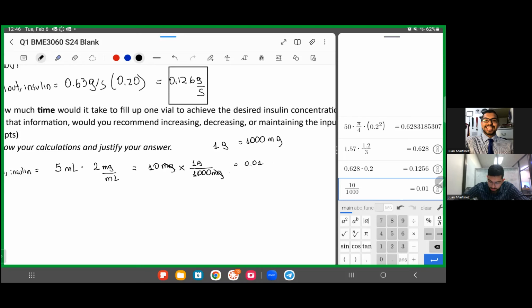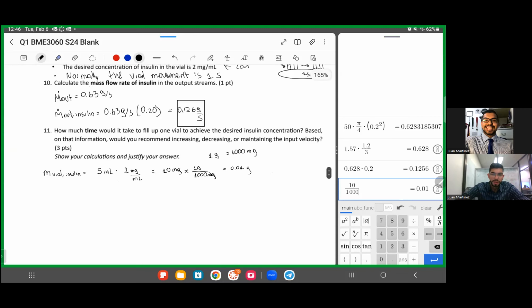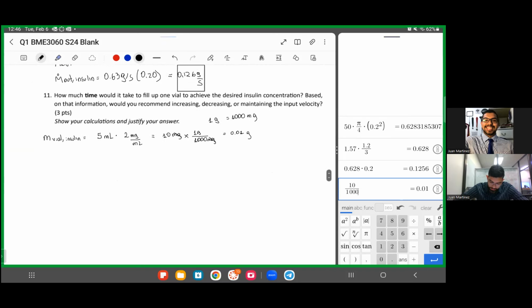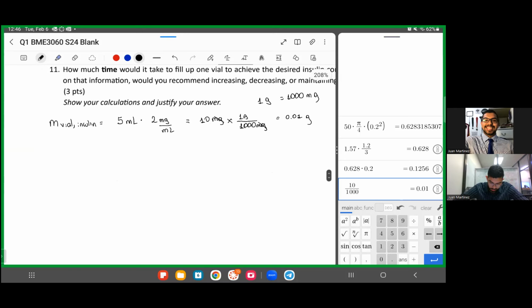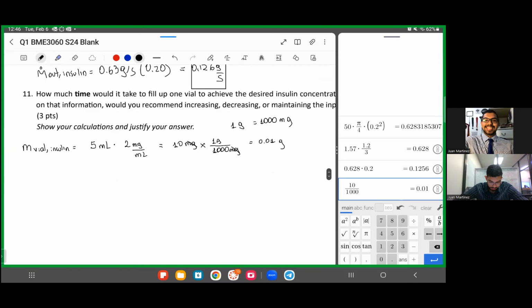You can do that in your head, but something that happens to me quite a bit is that I move the period one way or the other, and that messes up the entire answer. So if you're like me, you can double check. Awesome. So I already know the mass.